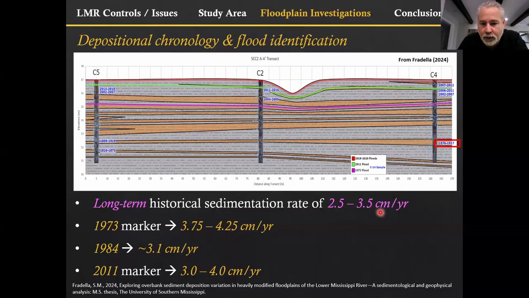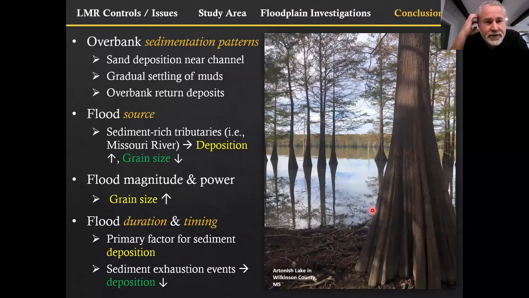So my conclusions are the following, and I know that was a lot to digest, but I'll reiterate what we believe to be the case here. In the embanked floodplain during major flood events, there is sand deposition near the channel, but we have gradual settling of muds as they move across the embanked floodplain, and even some of those overbank return deposits where overbank waters rejoin the actual floodplain. The source of the flood is very important.